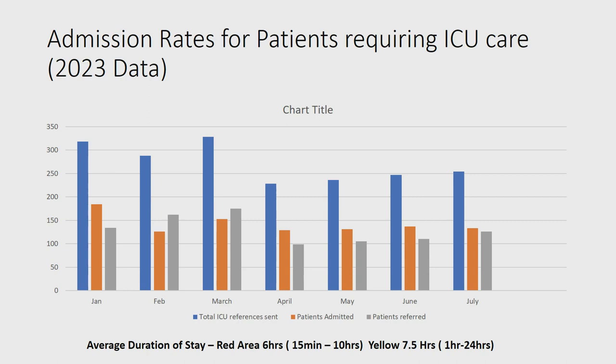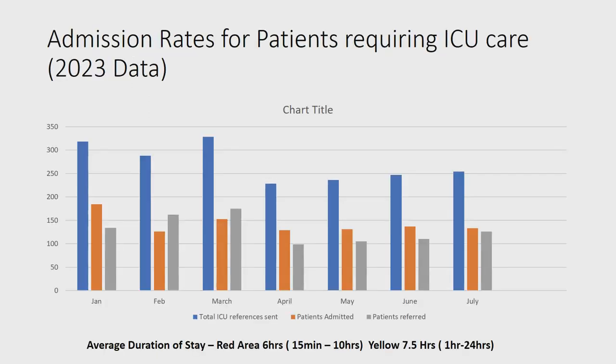These are some admission rates for the patients who required ICU care. This is the data of 2023 from January. So in January, around 350 patients presented to emergency who required ICU admissions, out of which nearly half of the patients, around 180 patients, we could admit, and the other nearly 130 patients we had to refer. So every month this data is going the same. Nearly 40% of patients, even after complete management and handling of the emergencies, because of non-availability of beds, we have to refer to other hospitals.